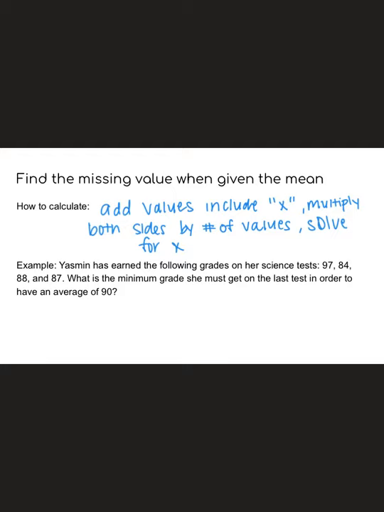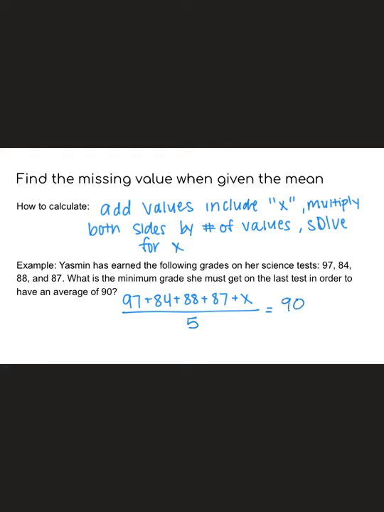The example says that Yasmin has earned the following grades on her science tests: 97, 84, 88, and 87. What is the minimum grade that she must get on the last test, so we need one more, in order to have an average of a 90? We're going to set it up like we normally would. We've got 97 plus 84 plus 88 plus 87 plus x, because this last test we don't know, divided by, we have 1, 2, 3, 4, 5 values. And we want that to equal an average of 90.